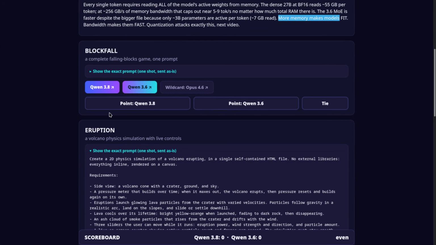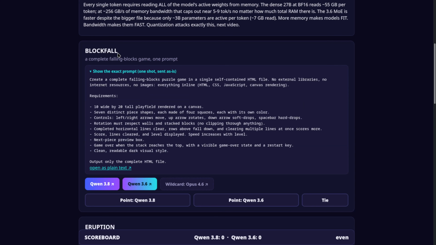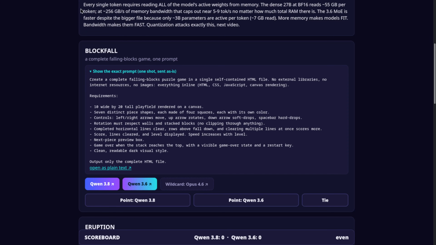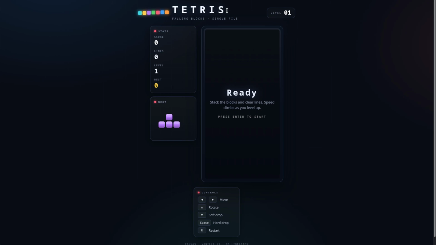So right off the bat, we're competing Qwen 3.8 versus Qwen 3.6. And I'll go ahead and open the prompt that was fed directly to them. This one is essentially a Tetris clone. Let's directly compare Qwen 3.8 to Qwen 3.6. Even though I specifically did not tell it to call it Tetris, it actually called it Tetris, which I was trying to avoid any copyright issues, but here we are.